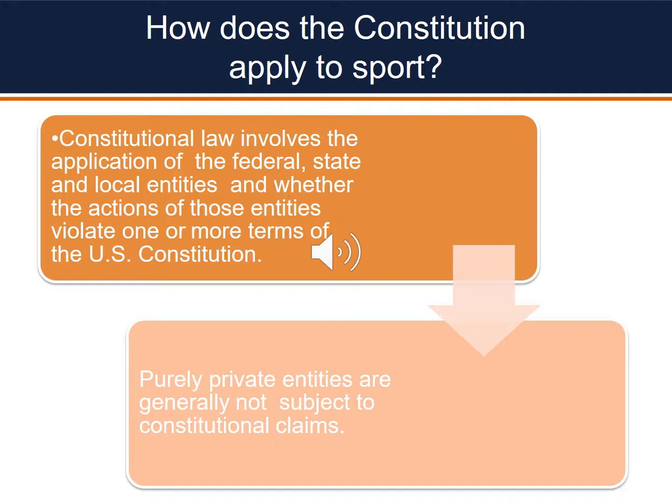I also need us to recognize that purely private entities are generally not subject to constitutional claims. This is really important. Constitutional law does not apply to professional sports. Why? They are private entities. Let me make that clear. Pro sports are parties of the collective bargaining agreement. Players' unions agree to the collective bargaining agreement, and therefore certain individual rights are relinquished. Because of all of this, professional sport leagues are not state actors. They are indeed private entities. Therefore, constitutional law does not apply in those instances.